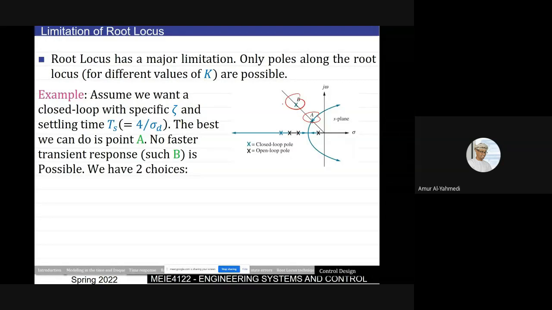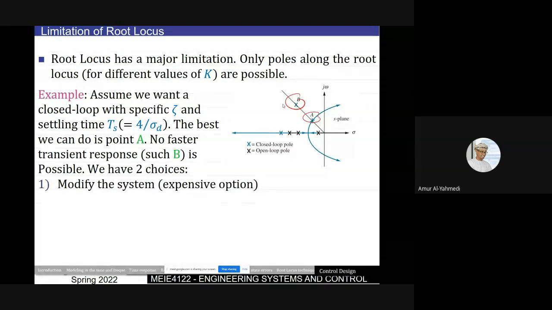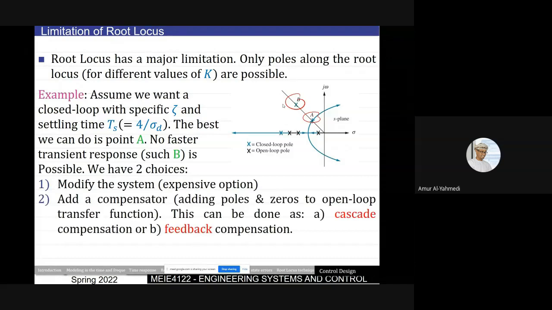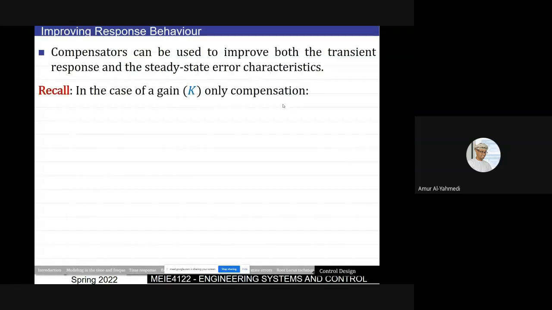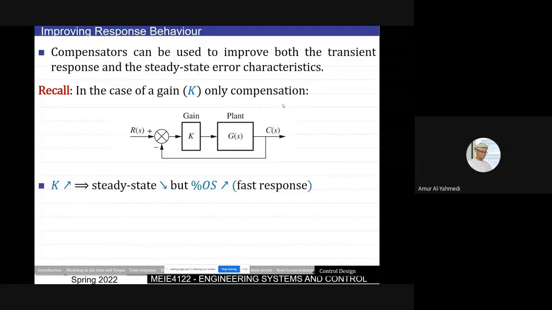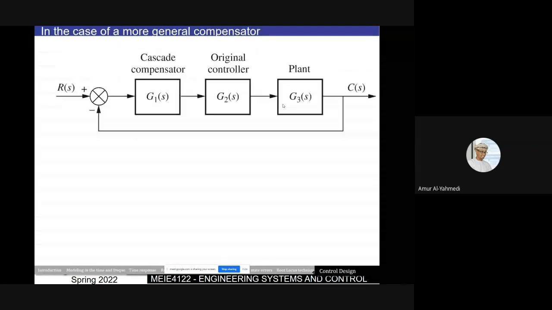So I have two choices. Either I modify the system, which means modifying the mechanical and electrical design, which is expensive, or I add a controller. I add extra poles and extra zeros to the open loop transfer function to make it pass through that point. That's what we will do. If you try to do it only using K, you will not be able to satisfy all the requirements, so you may need to add something else.